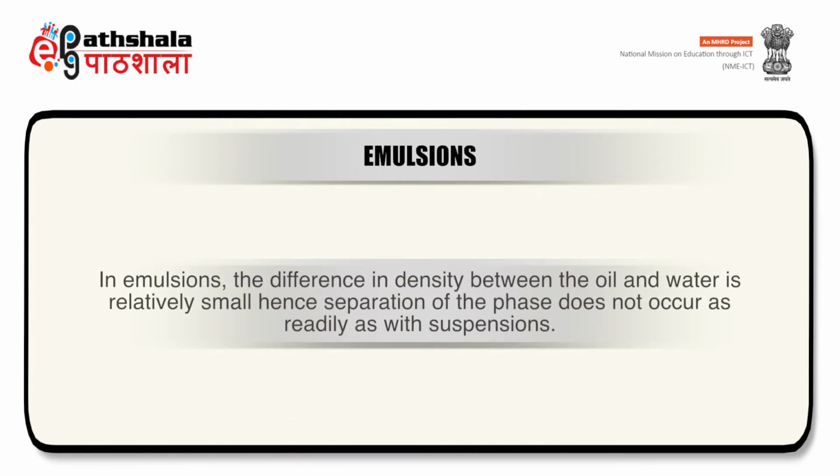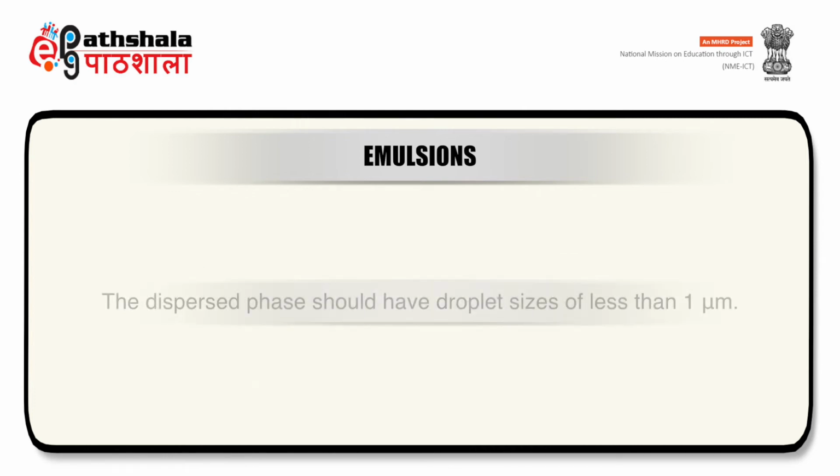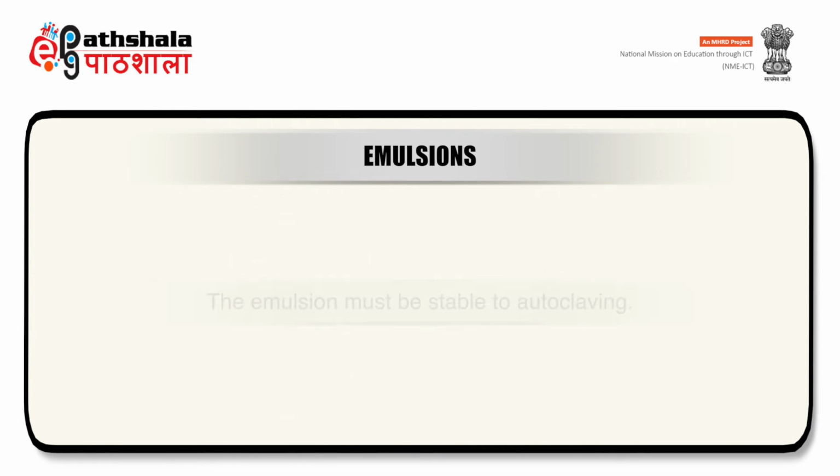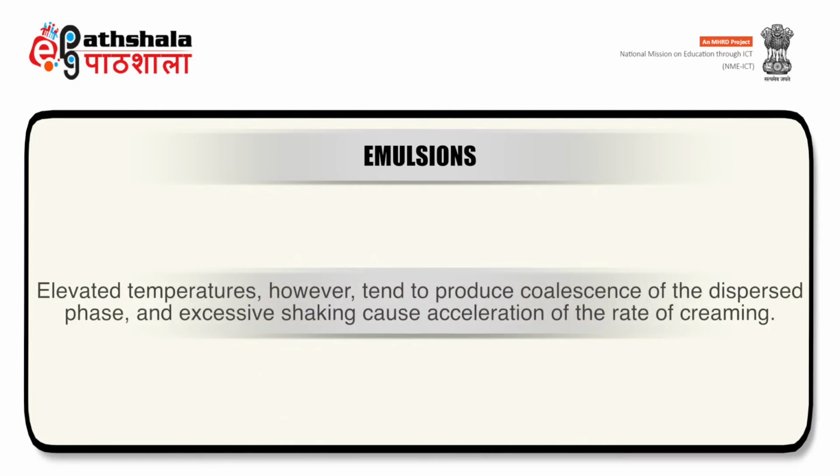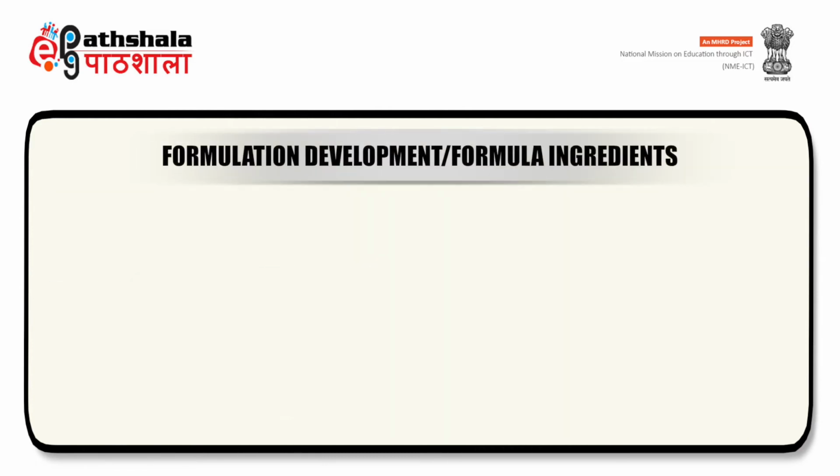In emulsions, difference in density between oil and water is relatively small, hence separation of phase does not occur as readily as with suspensions. Dispersed phase should have droplet size of less than 1 micrometer, and emulsion must be stable to autoclaving. Elevated temperatures, however, tend to produce coalescence of the dispersed phase, and excessive shaking can cause acceleration of the rate of creaming.